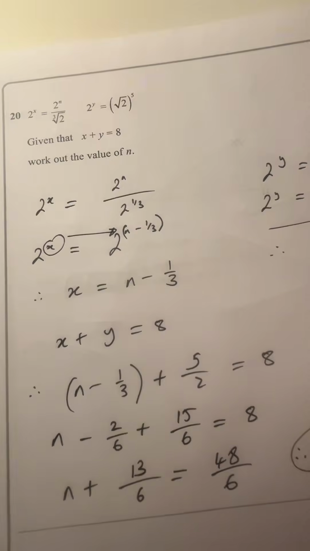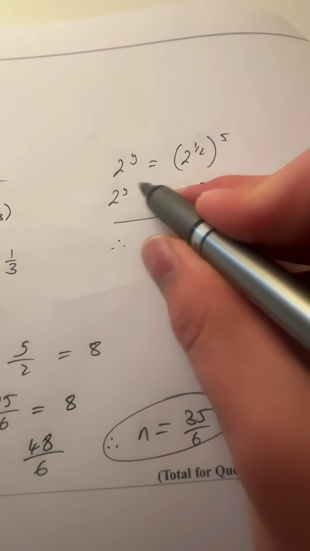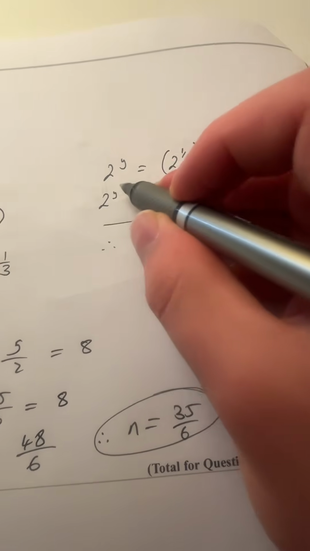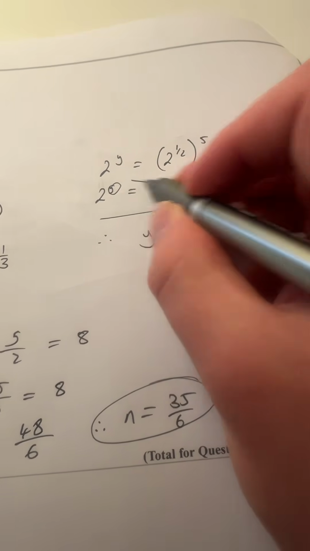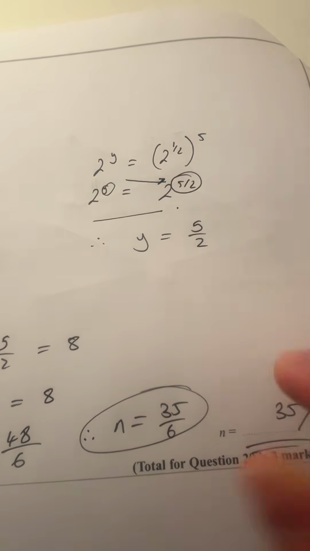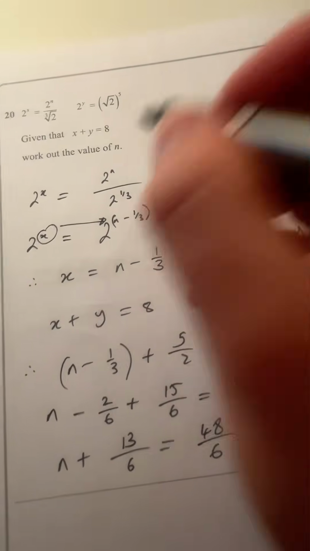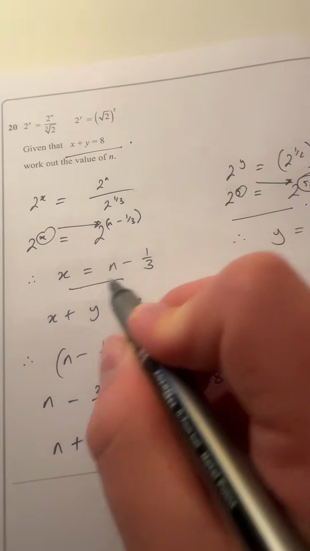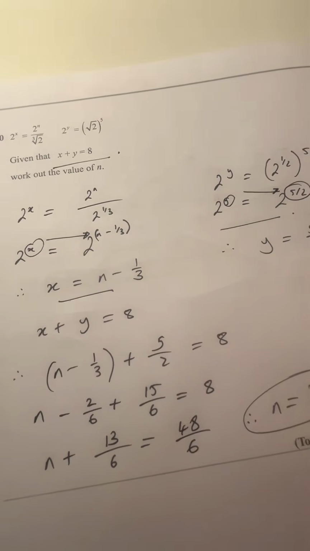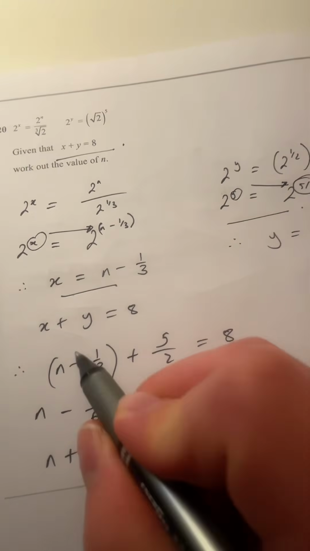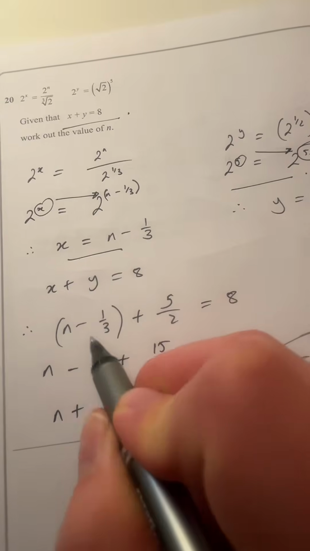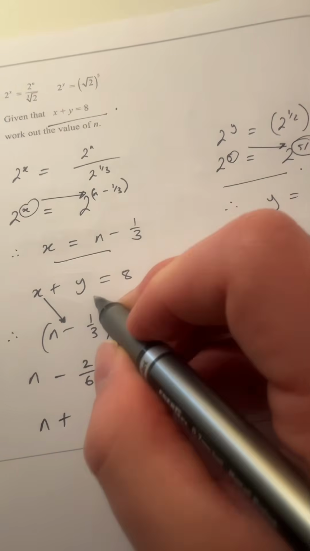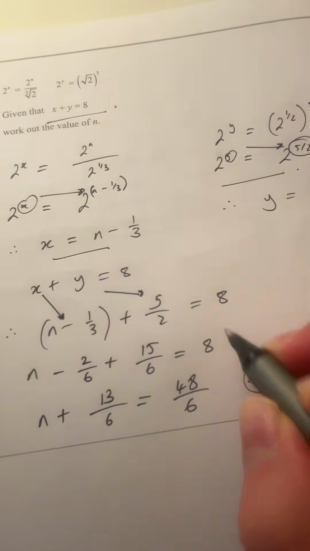And then if we come back over here, where I've said 2 to the y is 2 to the power of 5 over 2, I can therefore deduce that this y equals this. So I can say y is 5 over 2. And we're also told in the question that x plus y equals 8. So I can rewrite x is n minus a third and y is 5 over 2. I can do that as x plus y is 8. So therefore x, being this, is n minus a third plus 5 over 2 equals 8.